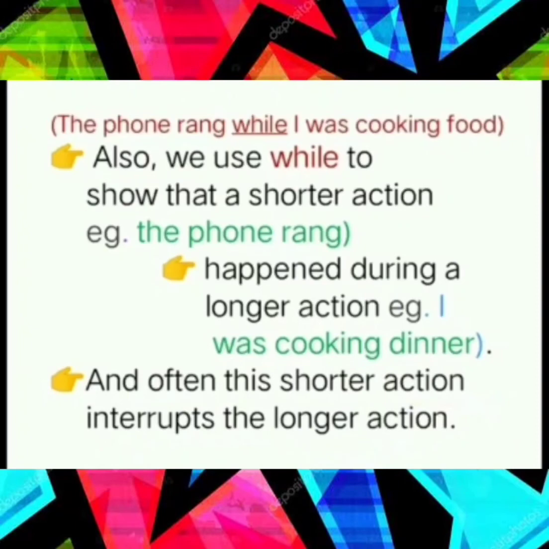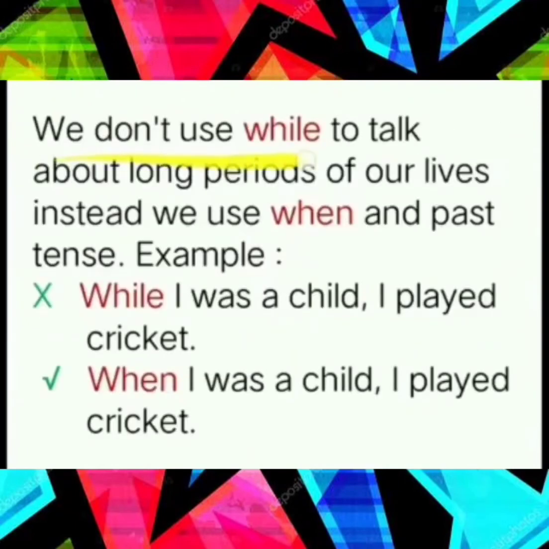Now, where to use while or when? We don't use while to talk about long periods of our lives. Instead, we use when and the past tense. Example: While I was a child, I played cricket. So here the use of while is wrong. We have to say, when I was a child, I played cricket. So this is the correct sentence.